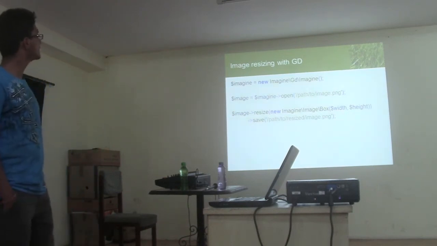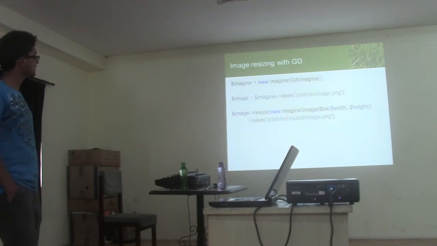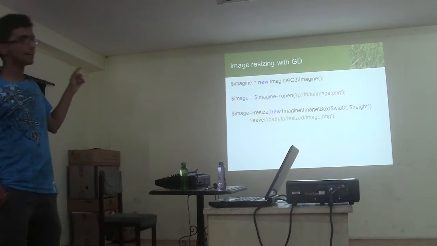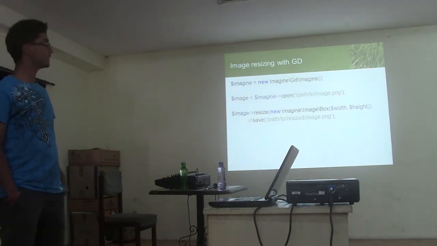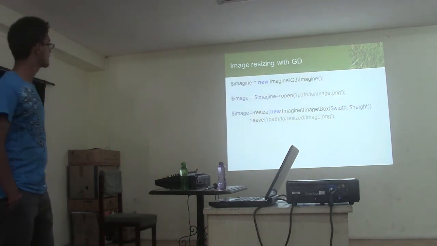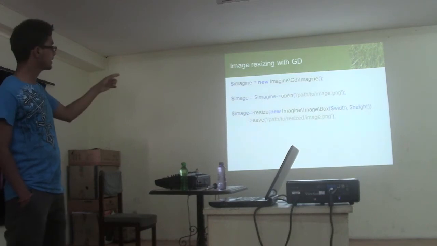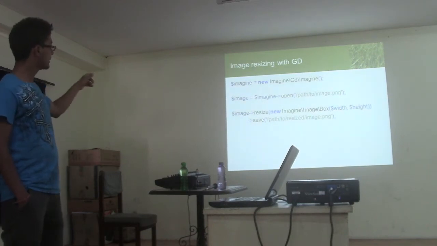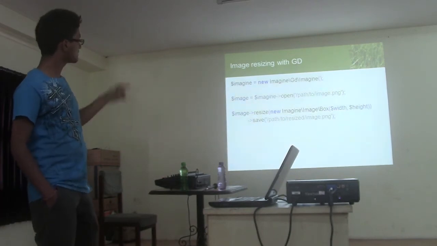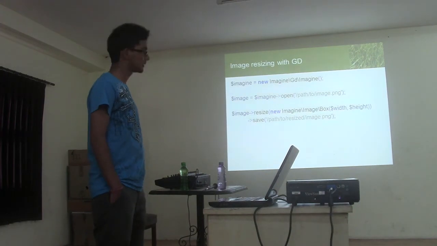This is how you do image resizing in PHP with GD. In the first line, we have instantiated the GD driver. In the second line, we have used that Imagine instance to create a new instance of an image. In the third line, we have created a box of a certain width and height, and we have resized that image to that box, and in the last line we have saved that image to a path.